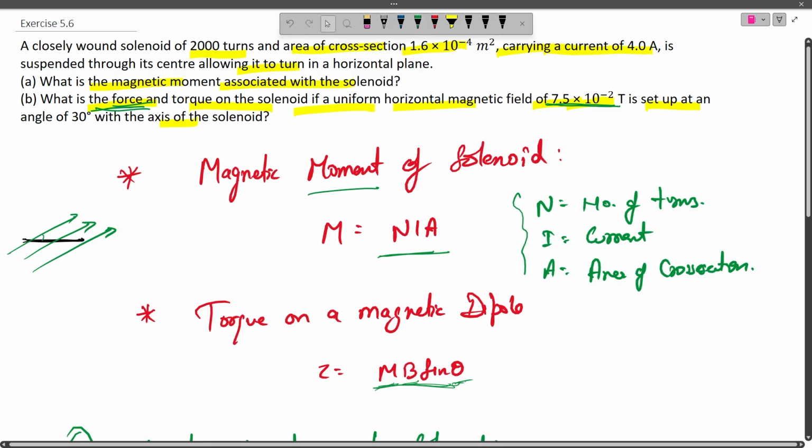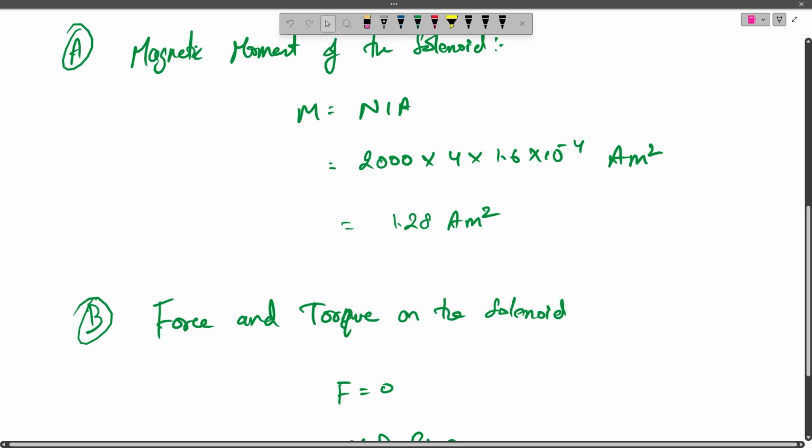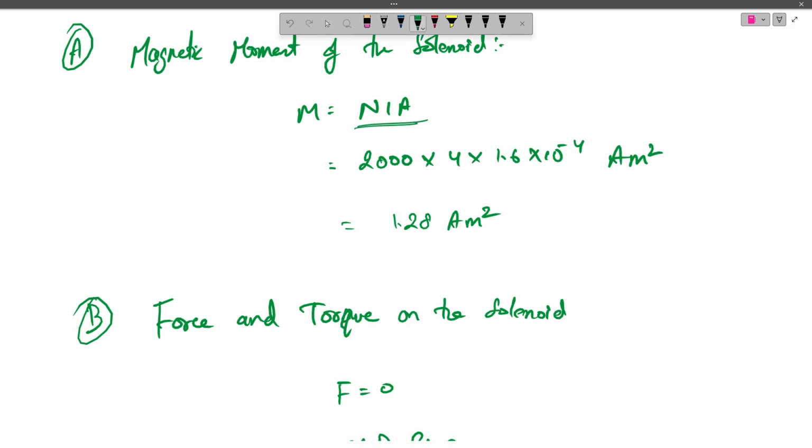Now let us calculate the magnetic moment and torque on the solenoid. So magnetic moment would be equal to NIA, where N equals 2000, I is 4 ampere, and area of cross section is 1.6 × 10^-4 meter square. So we will get a value of 1.28 ampere meter square.